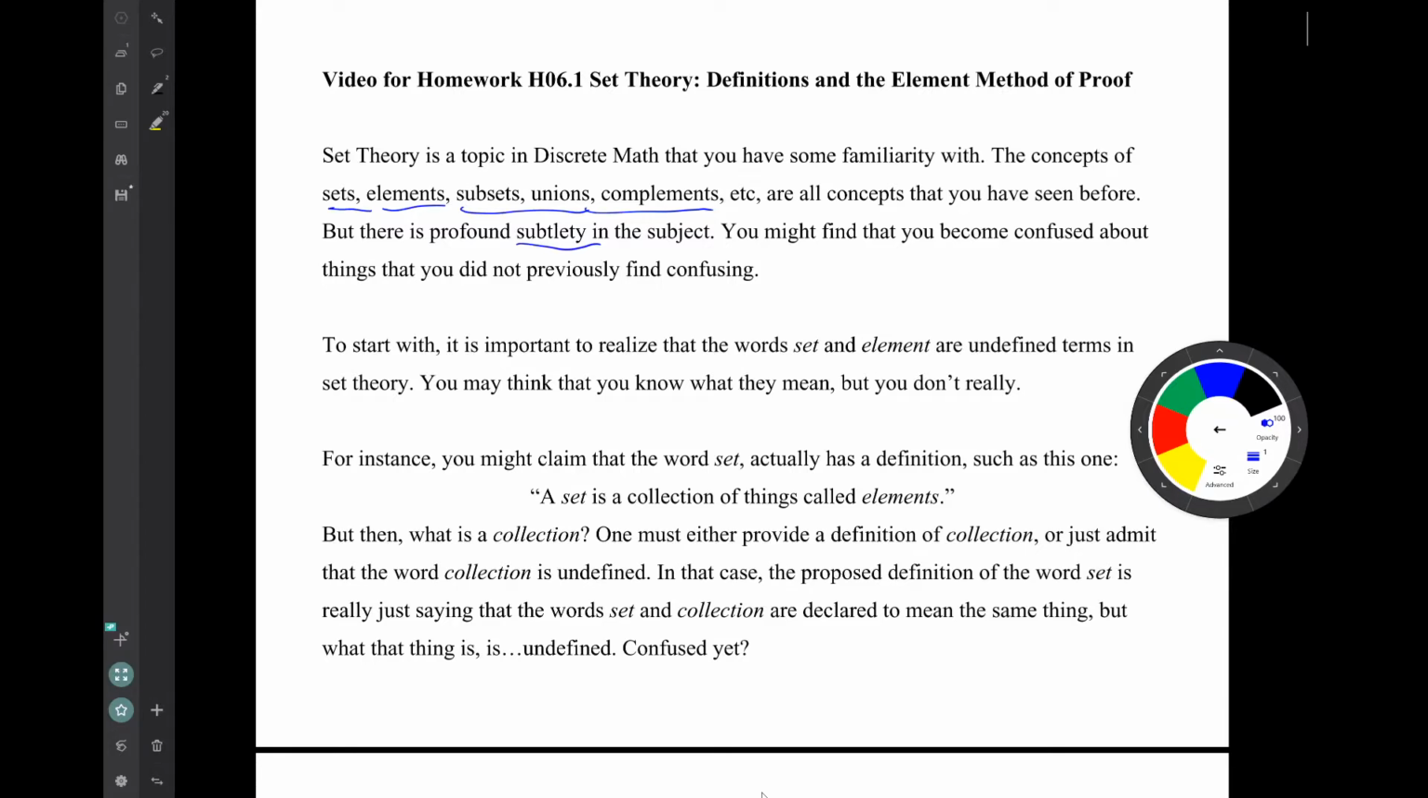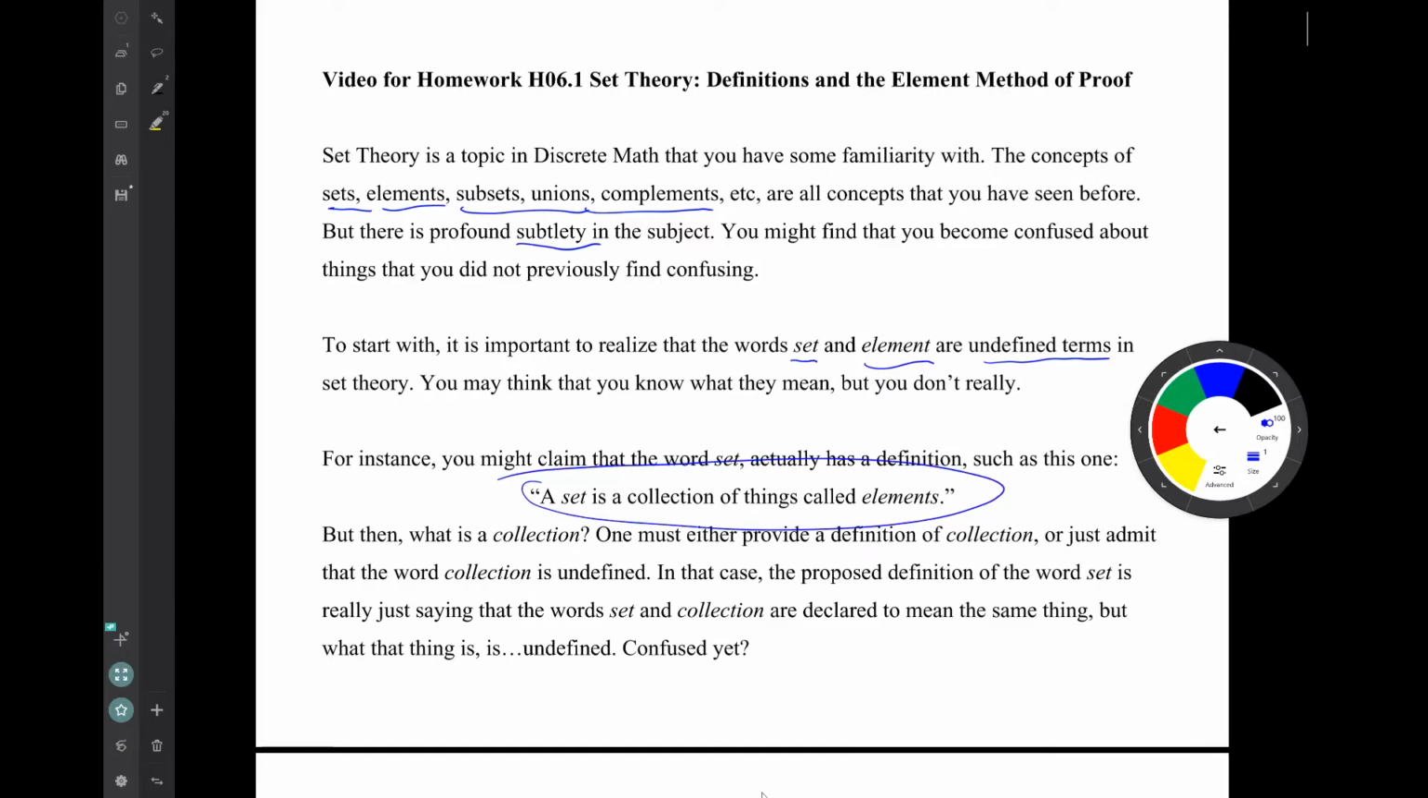For one thing, it's important to realize that the words set and element are actually undefined terms in set theory. You might think that you know what those words mean, but you don't really. For instance, think about a definition for the word set. It could be something like this. A set is a collection of things called elements.